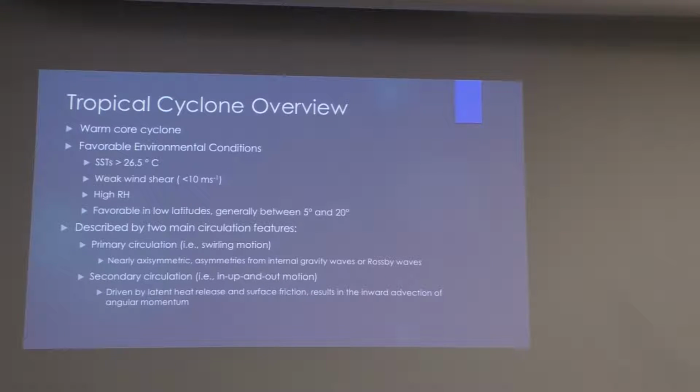Tropical cyclones are also described by two main features. There's the primary circulation, which is essentially the swirling motion, horizontal vorticity around the center of circulation. It's described as nearly axisymmetric, and particularly in the mature state, the asymmetries from its axisymmetric state are due to internal gravity waves or Rossby waves. There's also the secondary circulation, which is the in, up, and out Carnot cycle that we have heard of classically, and this is driven by latent heat release and surface friction, and it results in an inward advection of angular momentum.